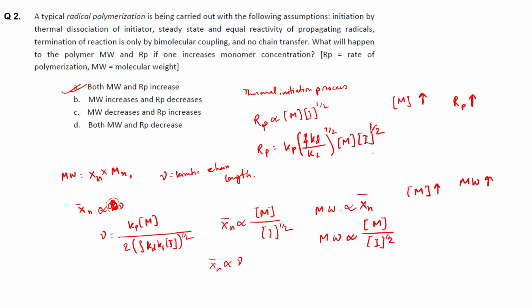However, if instead of monomer they had mentioned the initiator, then it would be different. If the initiator increases, the Rp value also increases. But if the initiator concentration increases, the Mw value will decrease. Always remember this, because if you remember this formula and this formula, it will be very easy for you, and it will help you solve numerical problems and this type of problem also.